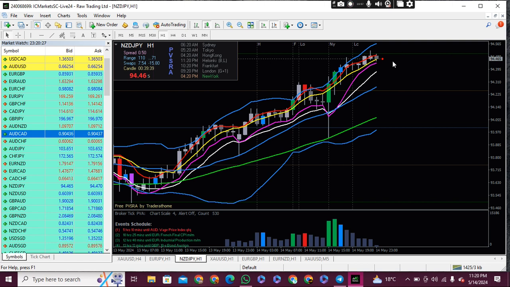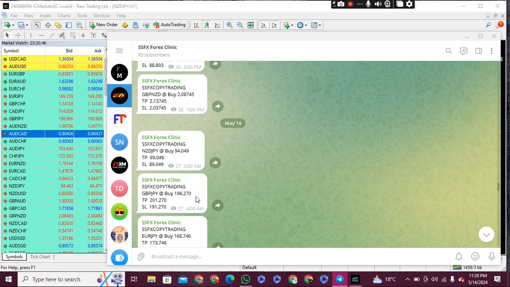So if you had $10,000 and one lot, that would be close to around $430. That is close to around 50,000 Kenya shillings or above. So that's a profitable trade, those are 47 pips that you have gained from that signal.